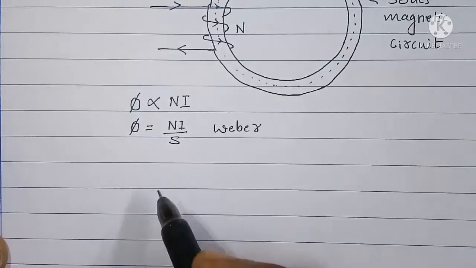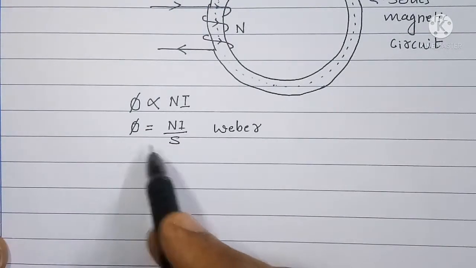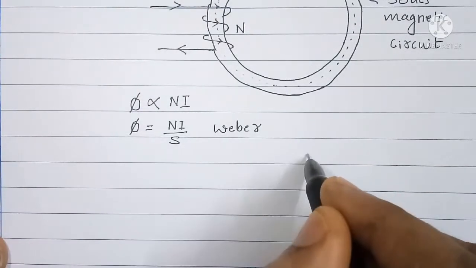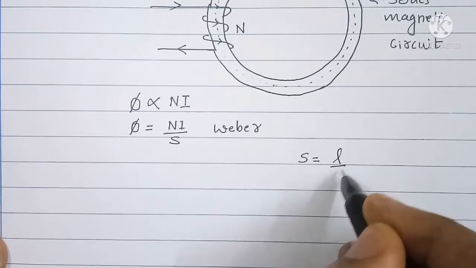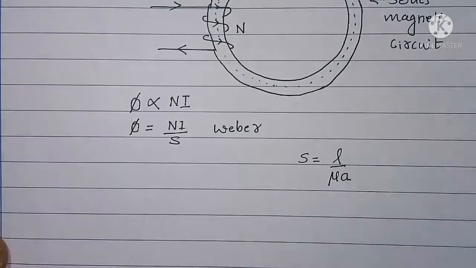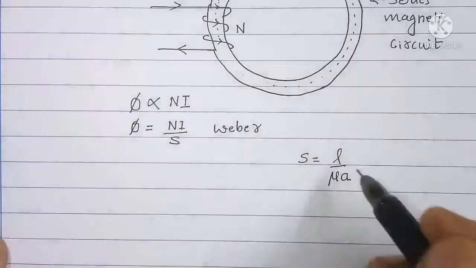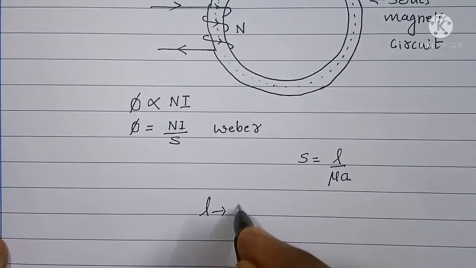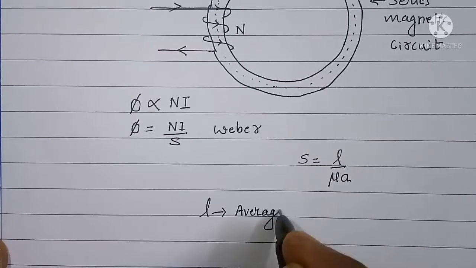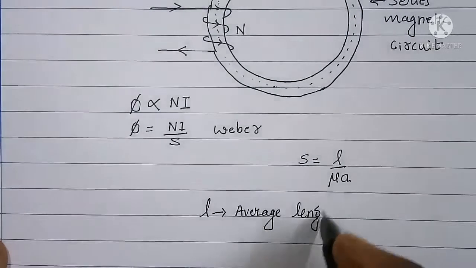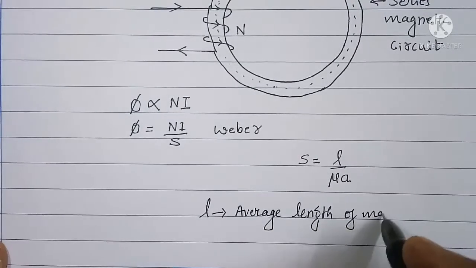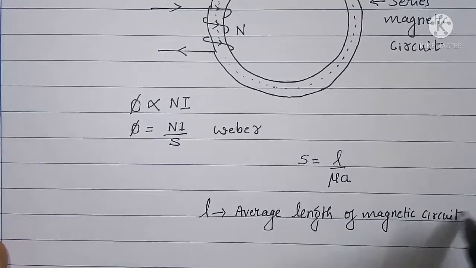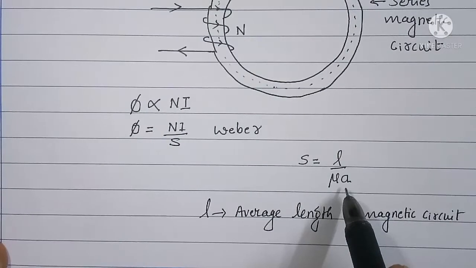Here in series or parallel magnetic circuit, to calculate flux, we have to calculate reluctance, and that reluctance S is nothing but L upon mu into A. Here L is the average length of the magnetic circuit. I have explained how to calculate area A already.